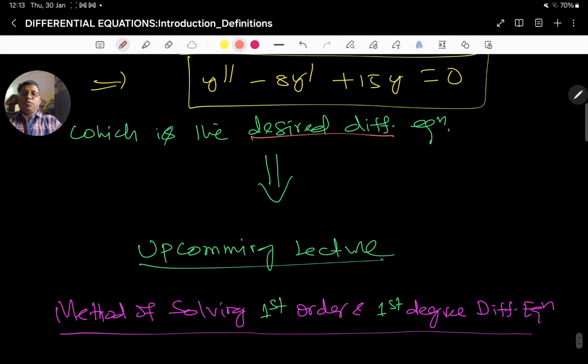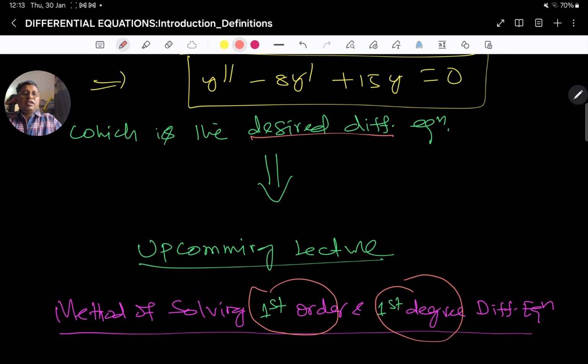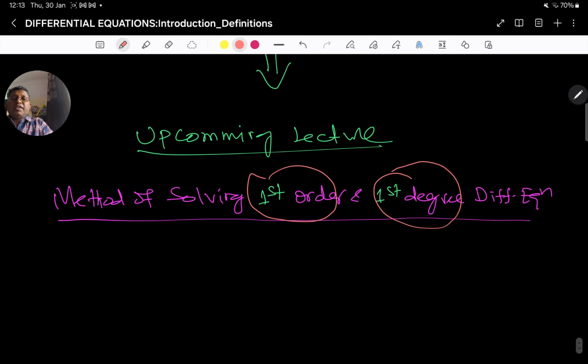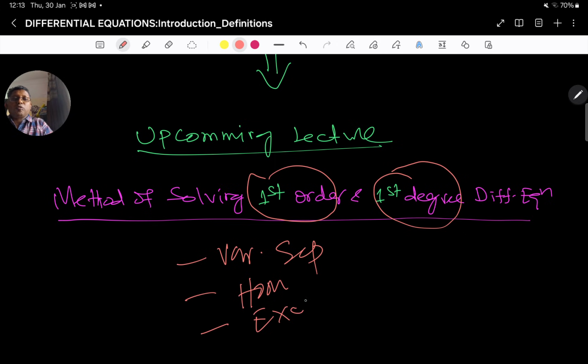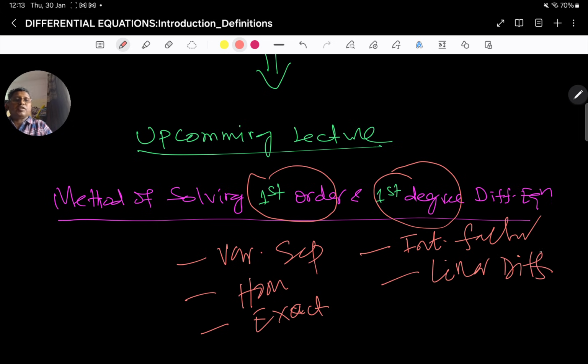In our upcoming lecture we will discuss the solution of first order and first degree differential equations. There are different methods like the variable separation method, homogeneous equations, bringing to homogeneous form, then exact differential equations, then integrating factor, linear differential equations, etc. These are the methods to solve differential equations, which I will discuss in the upcoming lecture.